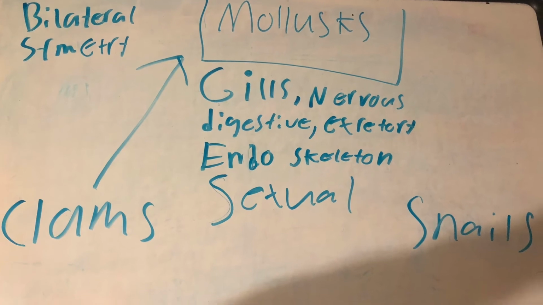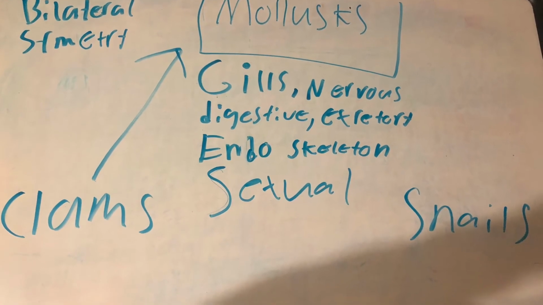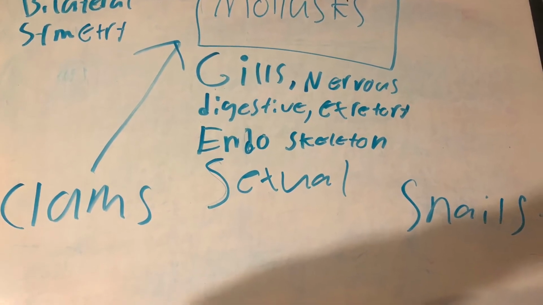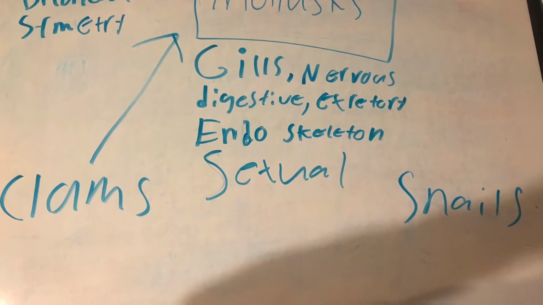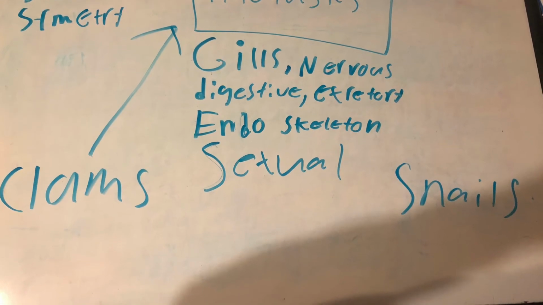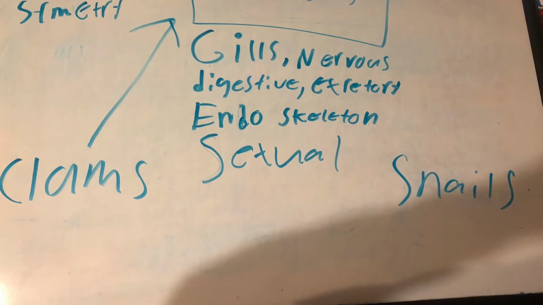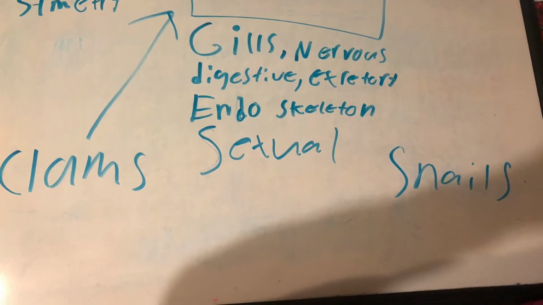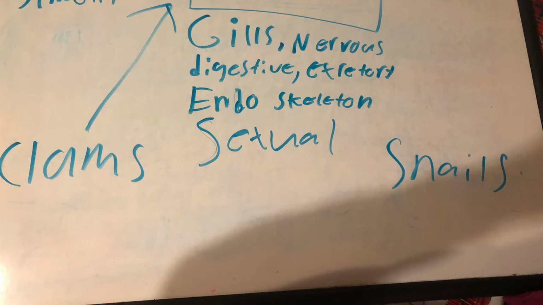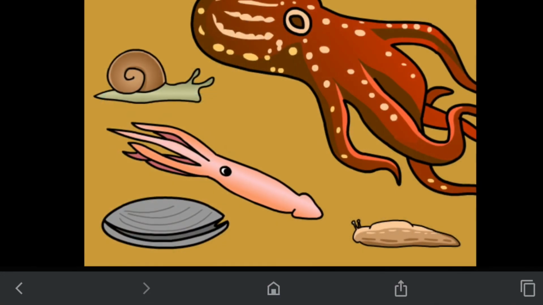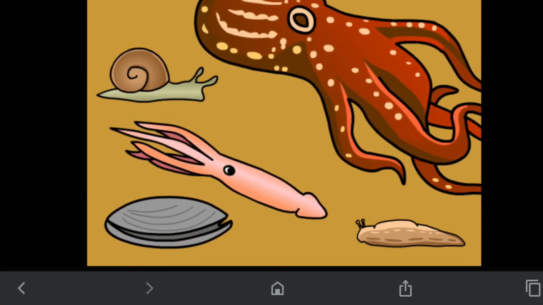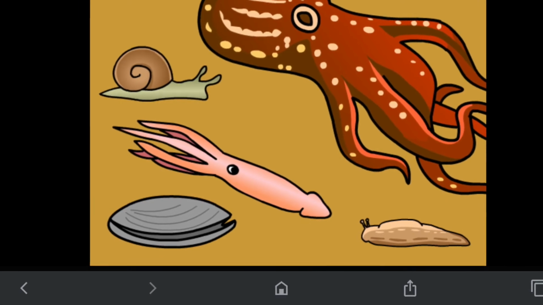Our next things are the mollusks. They have bilateral symmetry. They have gills, which is cool. Nervous system. They have it all. They're snails, clams, octopus and things like that, as you can see coming up right about now. Octopus, snails, squids, clams, slugs.